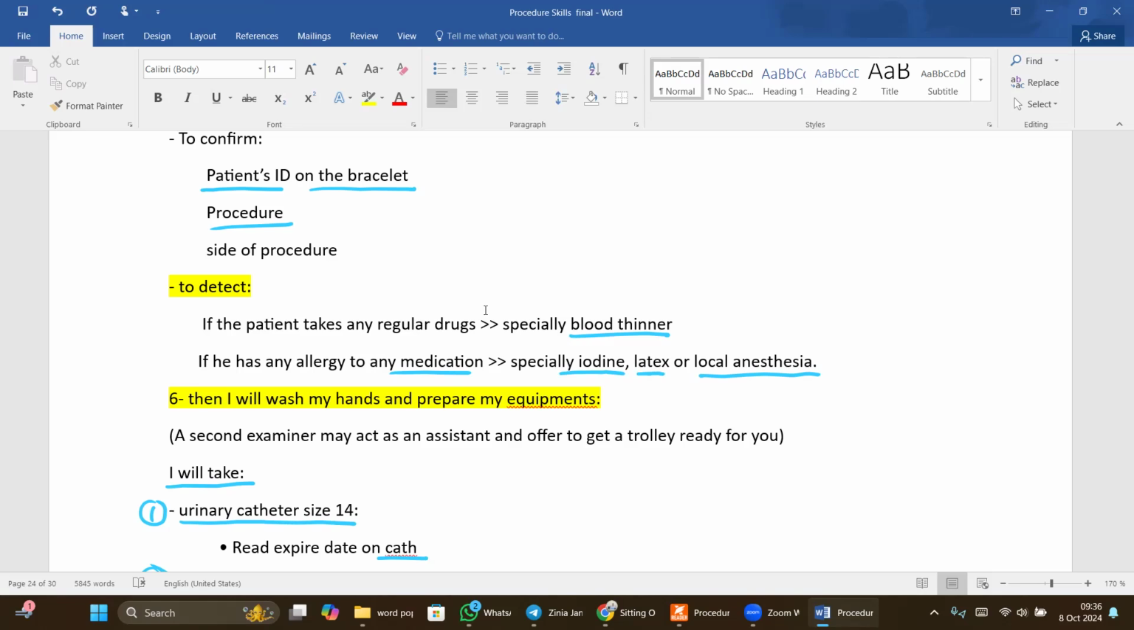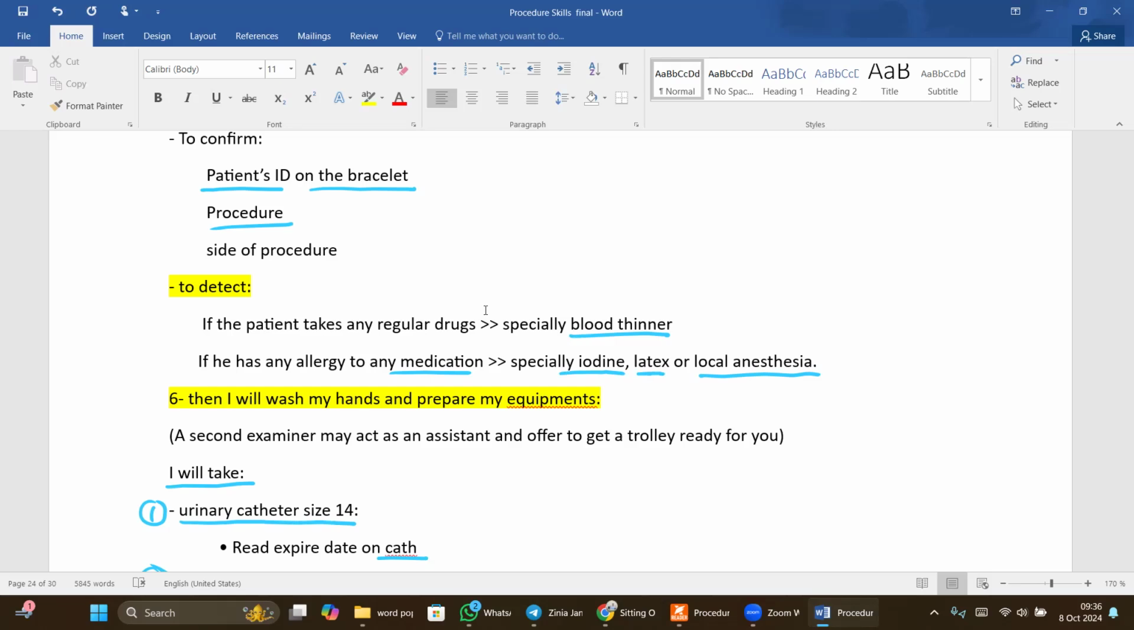So do you have any allergy, especially to latex, local anesthesia or iodine? Then the patient will say no. A second examiner may act as an assistant and offer to get a trolley ready for you, or the nurses will be there.